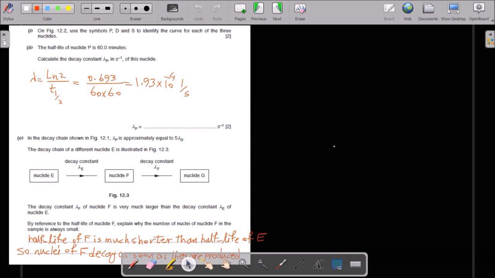So the half-life of F is much shorter than the half-life of E. So nuclei of F decay as soon as they are produced. That's why the number of nuclei of nuclide F in the sample is always small, because nuclei of F decay as soon as they are produced. So when they are produced, they decay. That's why the number of nuclide F in the sample is always small.